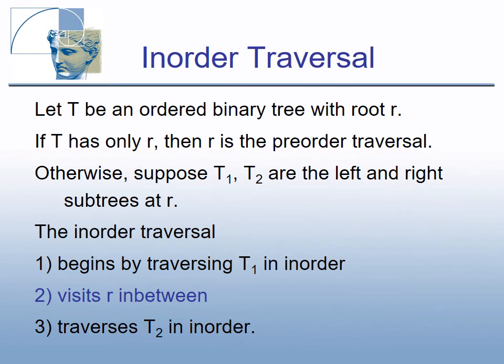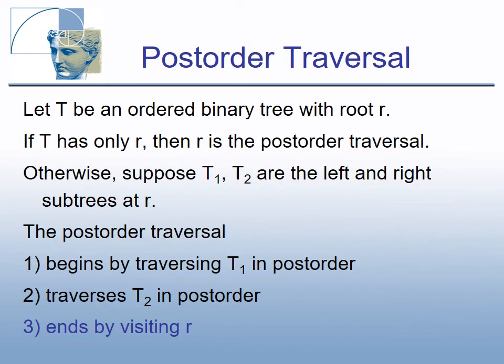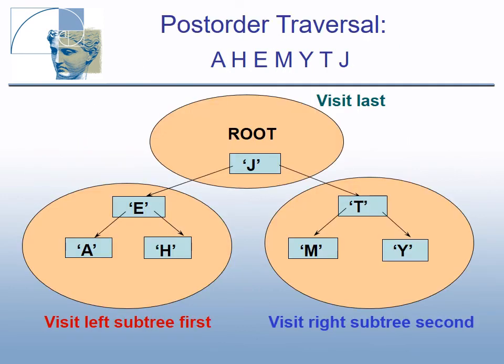This is the Inorder Traversal algorithm. The main difference from the Preorder Traversal algorithm is that in Inorder we begin with traversal of the left subtree, then the root, and after that the right subtree. Here is an example of Inorder Traversal. The result of traversal is shown on the top of the slide. The Postorder Traversal is as follows. We begin by traversing the left subtree, then the right subtree, and end by visiting the root of the tree. Here is an example of Postorder Traversal. The result of traversal is shown on the top of the slide.